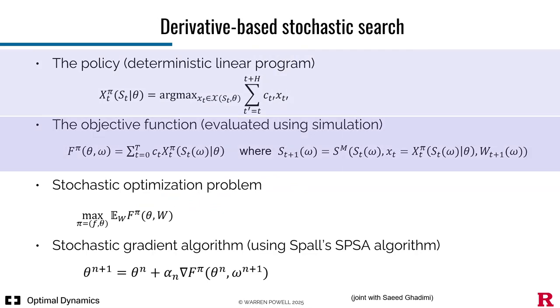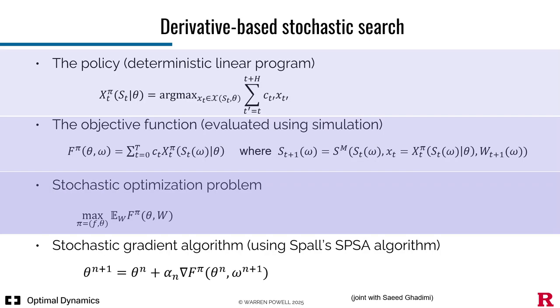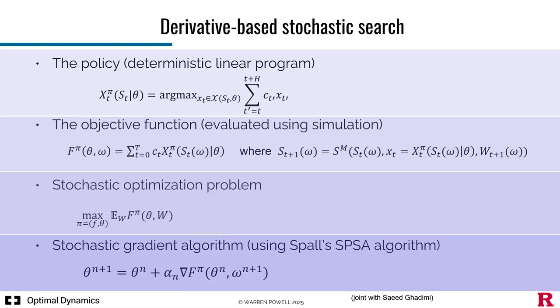Now, once again, as we were doing before, my policy is a deterministic linear program. The objective function is a simulation where I'm simulating forward over time. I have a stochastic optimization problem. So not only do I have to tune the parameters, maybe my parameterization isn't necessarily the best one. By the way, anybody starting a career, this is a fabulous area of research. We need a lot more work on this. This work, by the way, was joint with Saeed Gadimi, a very talented postdoc I was working with at the time. Now, what Saeed recommended is we did a stochastic gradient algorithm.